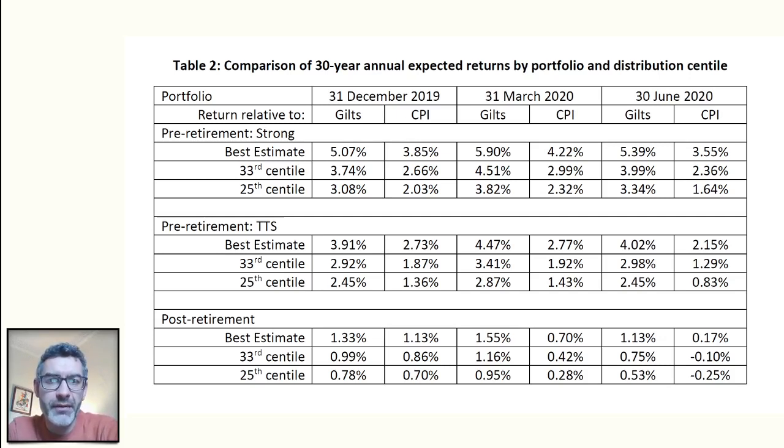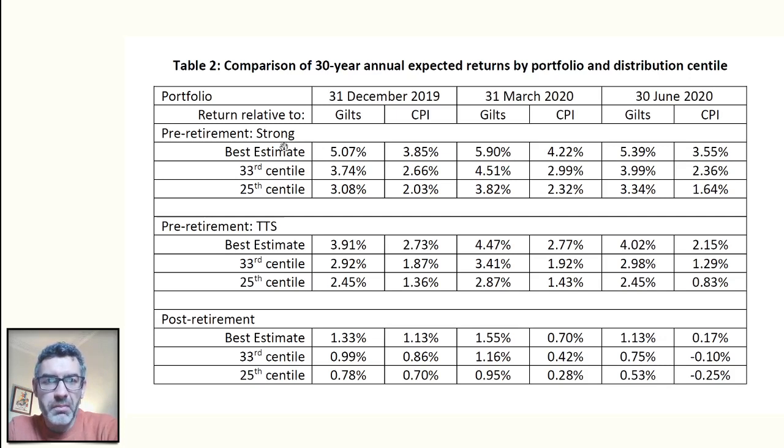One column of figures for each date shows how much more USS are expecting to achieve than if they invested in gilts, and the other is showing how much more USS are expecting to get from their investments compared to inflation. Okay, so why are these figures interesting and what have I discovered? Well, let's just look at the 31st of March figures here. Those are the ones that I've focused on.